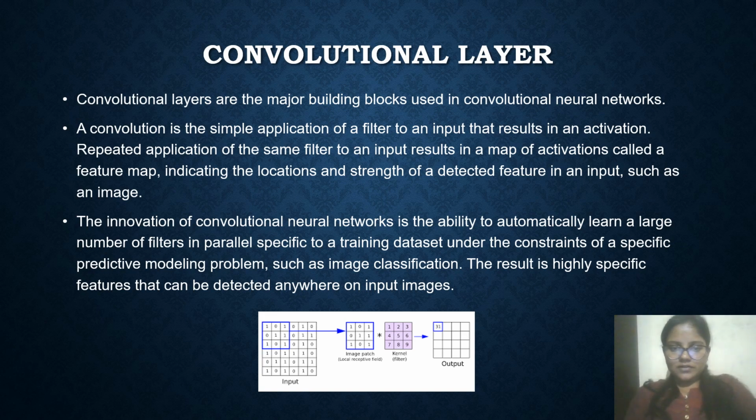The innovation of the convolutional neural network is the ability to automatically learn a large number of filters in parallel, specific to a training dataset under the constraints of a predictive modeling problem, such as image classification. The result is highly specific features that can be detected anywhere on an input image. We can see the diagram here: the input image is converted into a matrix, then the kernel or filter is applied, and the output is sent to the next pooling layer.